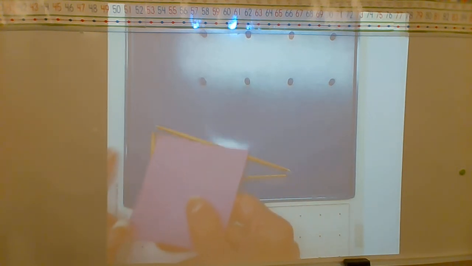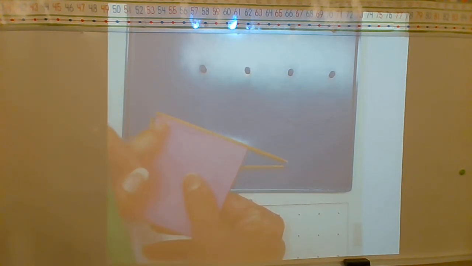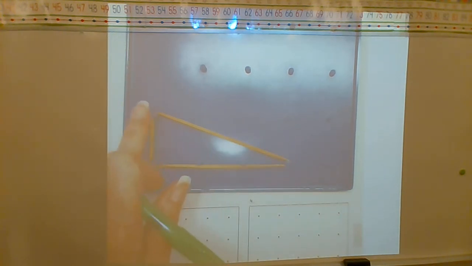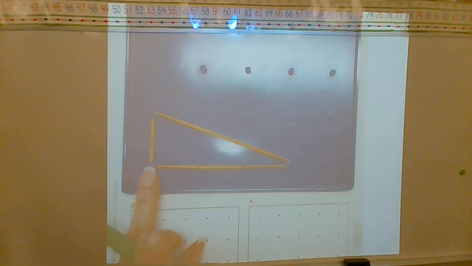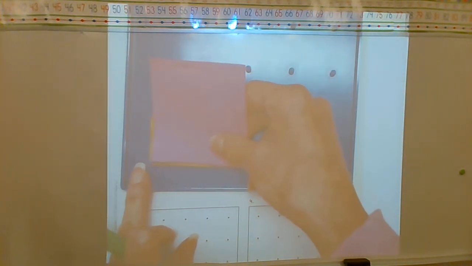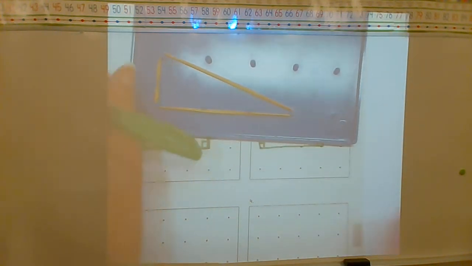Does it? No. Or what if I try and match it here? He would need to go straight up and over here. Does he do that? No. So this is not a right angle. This is not a right angle. What about this corner or angle? Aha! I do have one right angle. So I'm going to draw this.